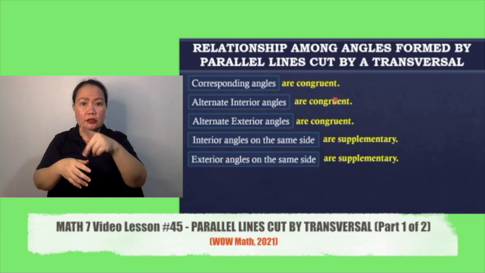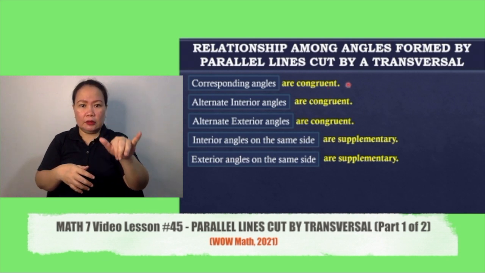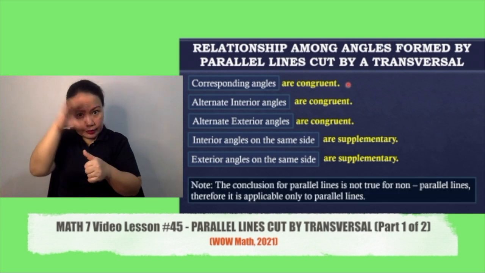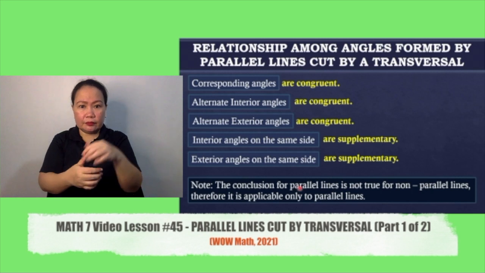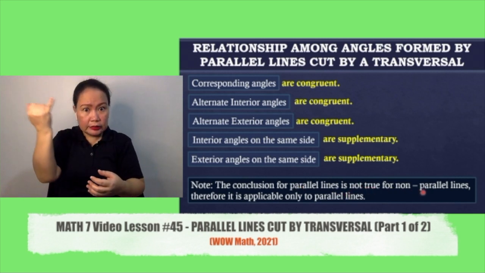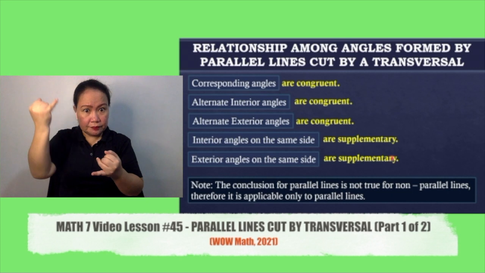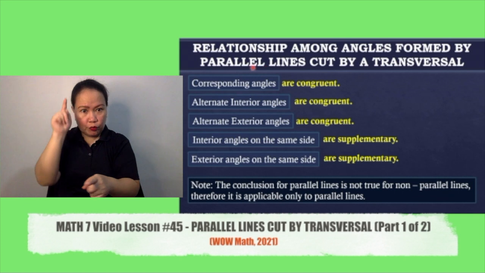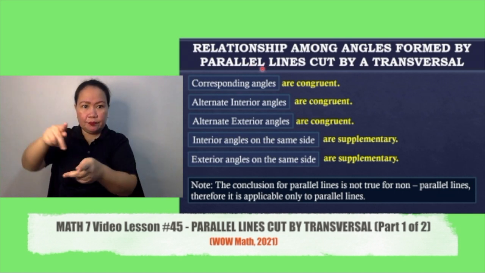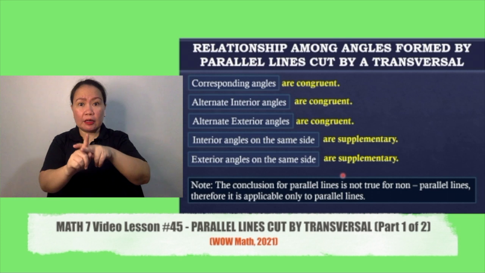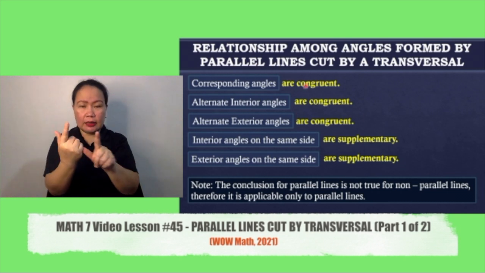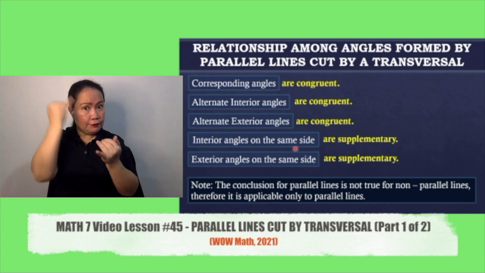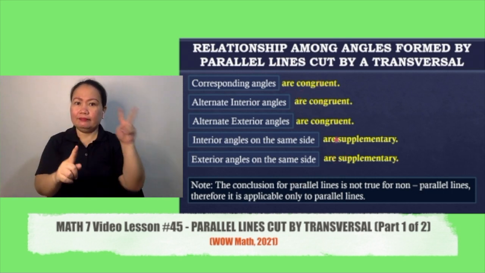Ito pong mga conclusion na to ay makakatulong sa atin on how to find the measures of the other angles. Tatandaan that the conclusion for parallel lines is not true for non-parallel lines. Again, you may apply these conclusions or concepts para lang po sa parallel lines, kapag ang kinat ni transversal ay parallel lines. Pag hindi siya parallel lines, hindi mo po ito pwedeng i-apply. Okay? It is only applicable for parallel lines.